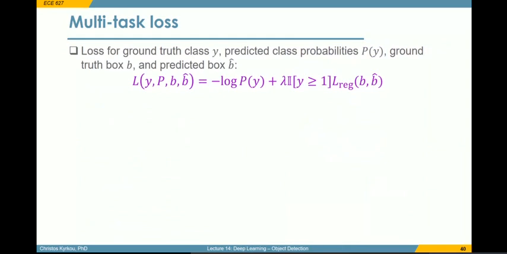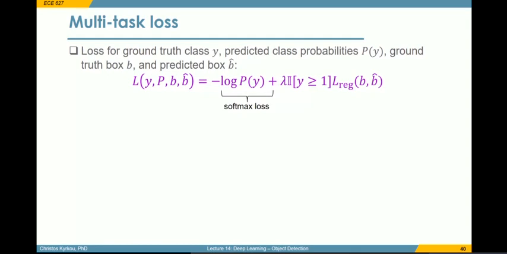And this is, let's see now, the multitask loss that is used by the Fast-RCNN. So Fast-RCNN is an end-to-end learning architecture to learn both the class of the object as well as the bounding box position and size. So the loss encompasses both of these objectives. We have the typical softmax cross entropy loss based on the negative log likelihood, which is the same as the one used for classification.